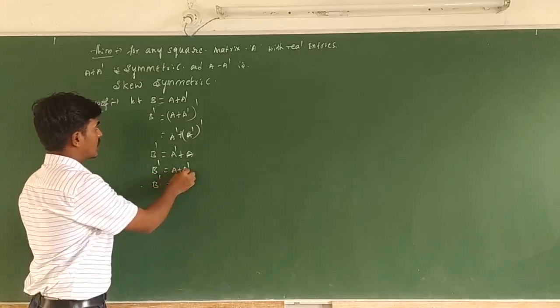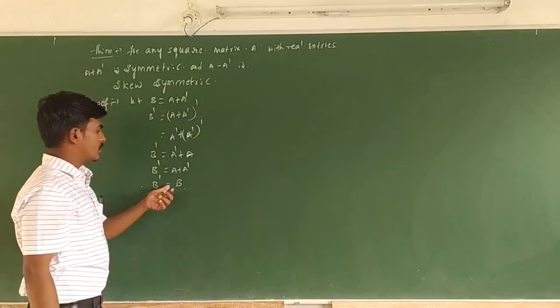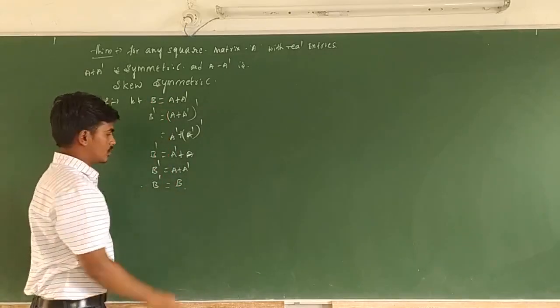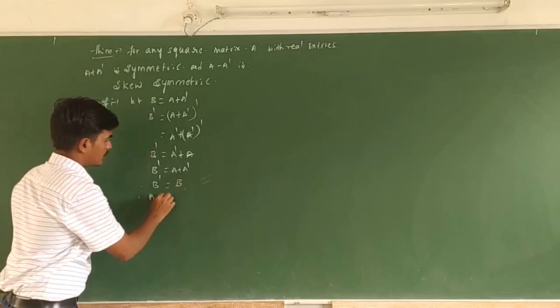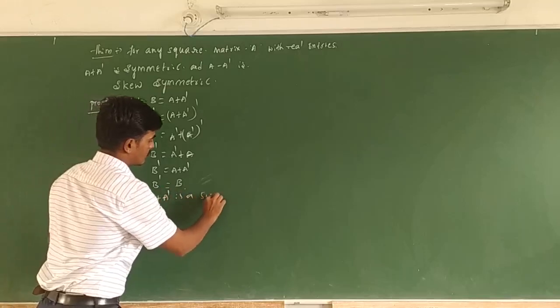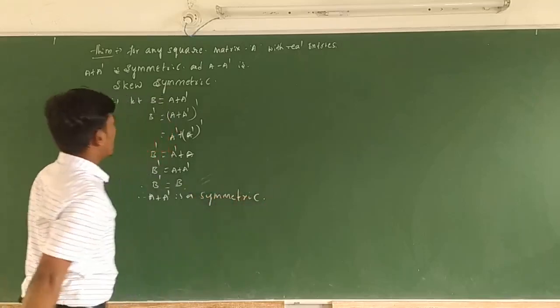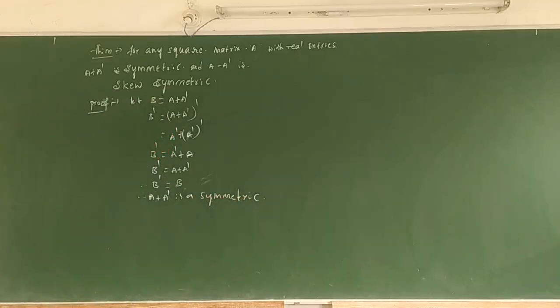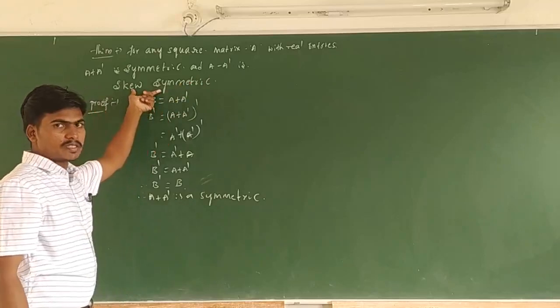What have I taken A plus A transpose as? I have taken it as B. So B transpose becomes B. So therefore A plus A transpose is symmetric. Right? Next, let us prove that A minus A transpose is skew symmetric.